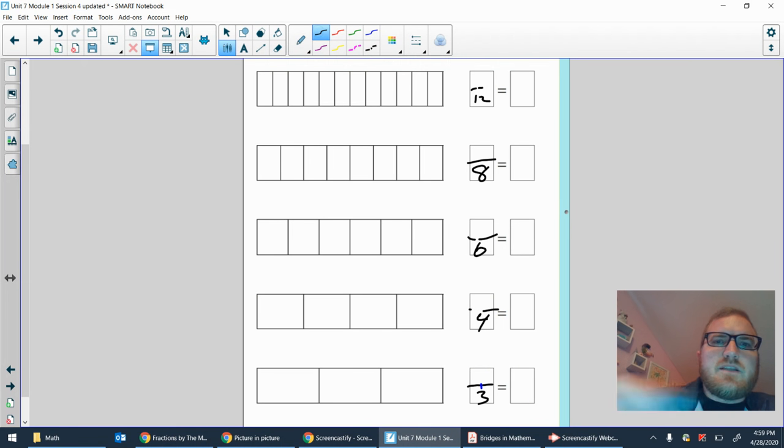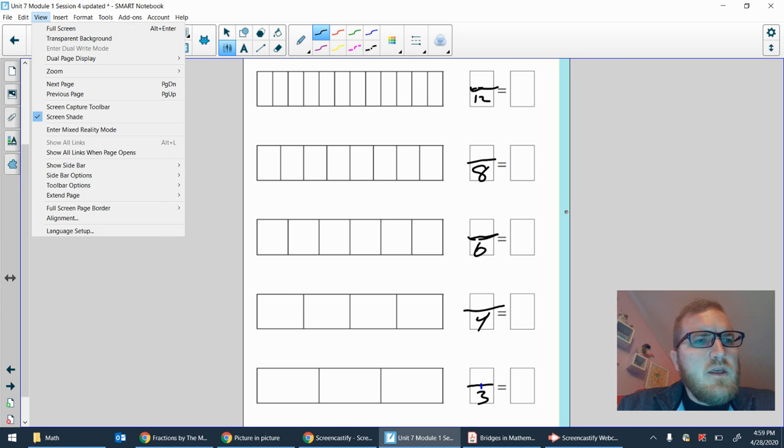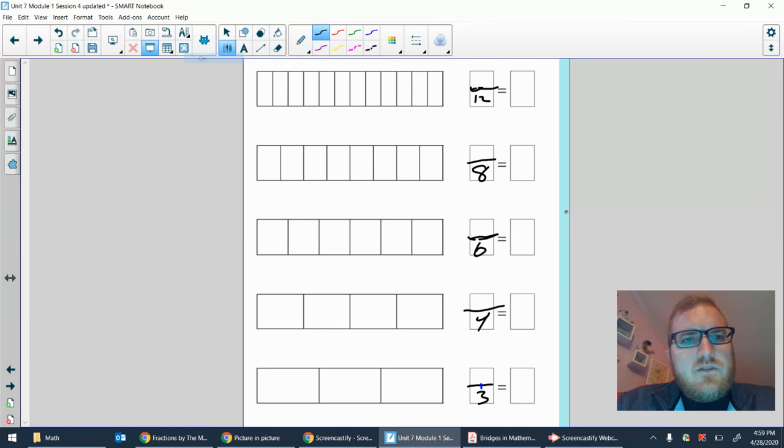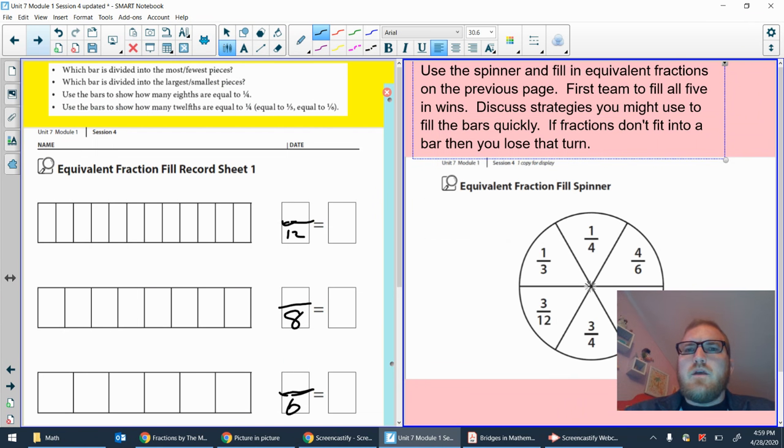Okay, so with our activity, when I switch over to the next page, you're going to see that I have a spinner. And so the idea is that with the spinner, you are going to have to find equivalent fractions to what gets spun. So let me do a dual page here for us for a second. Okay, so we have these various fractions over here.